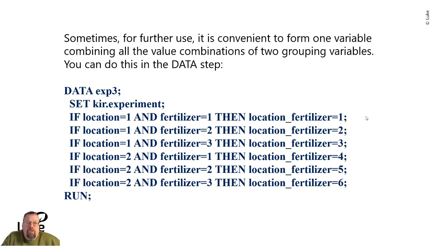Sometimes also for further use, it's convenient to form one variable combining all the combinations of 2 grouping variables, and this we can do in the data step. And I think we also saw this already in section 5 of this course. But we just define that if location is 1 and fertilizer is 1, then this new variable location_fertilizer is 1. So basically we just list all the possible combinations and give the values from 1 to 6 to the new variable.